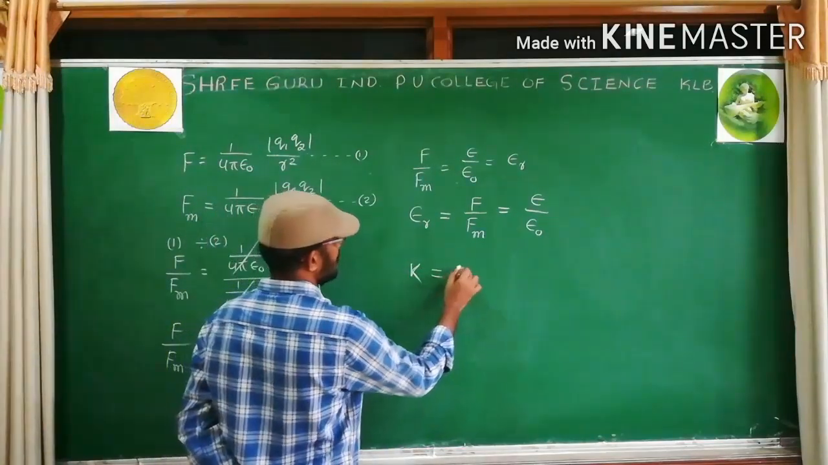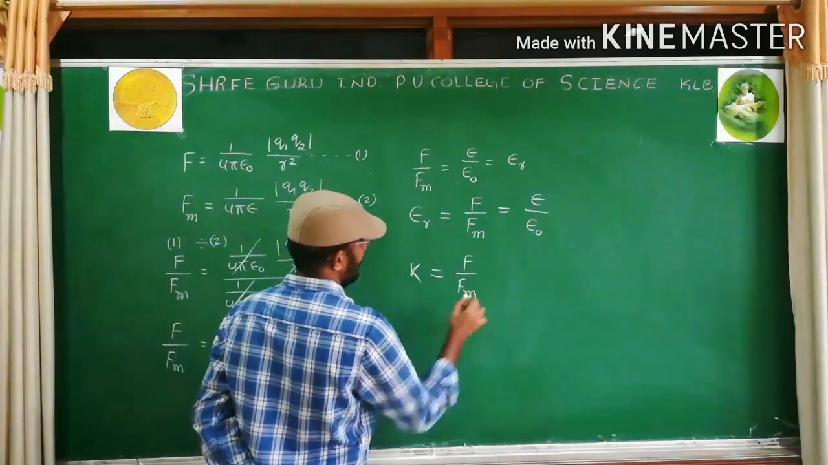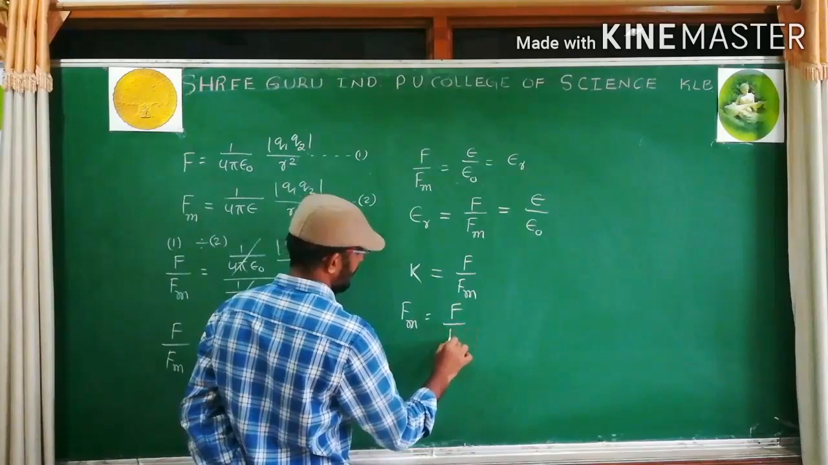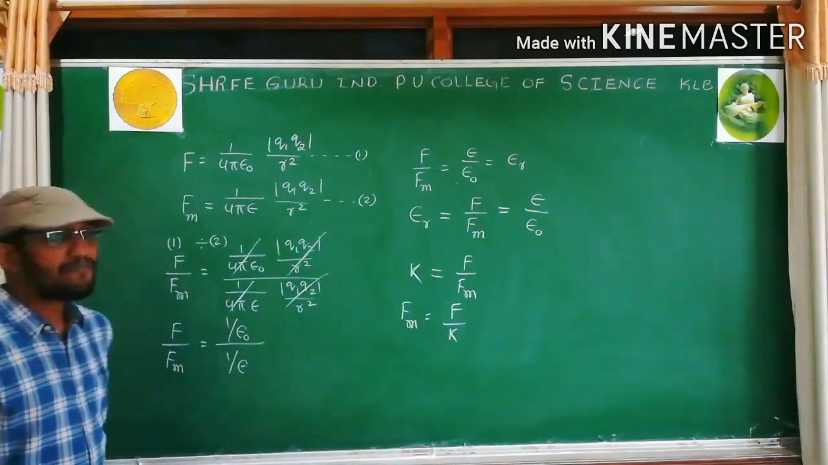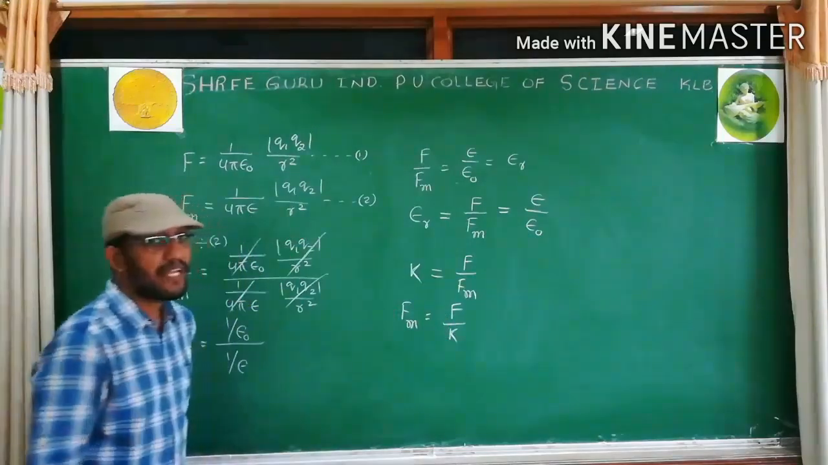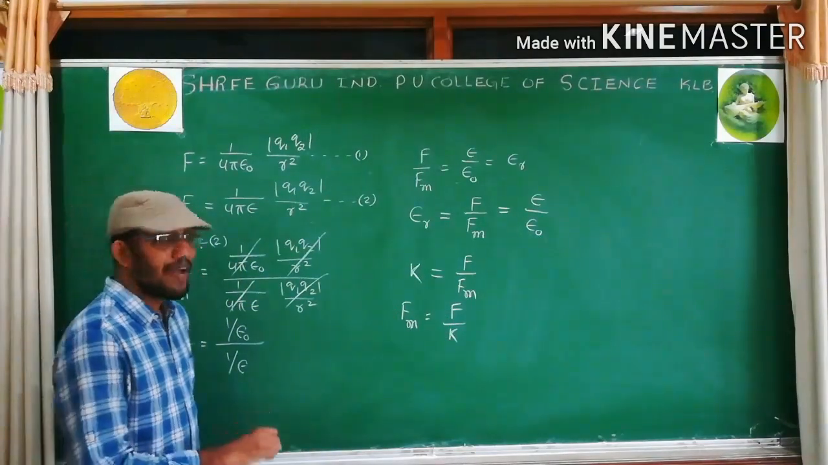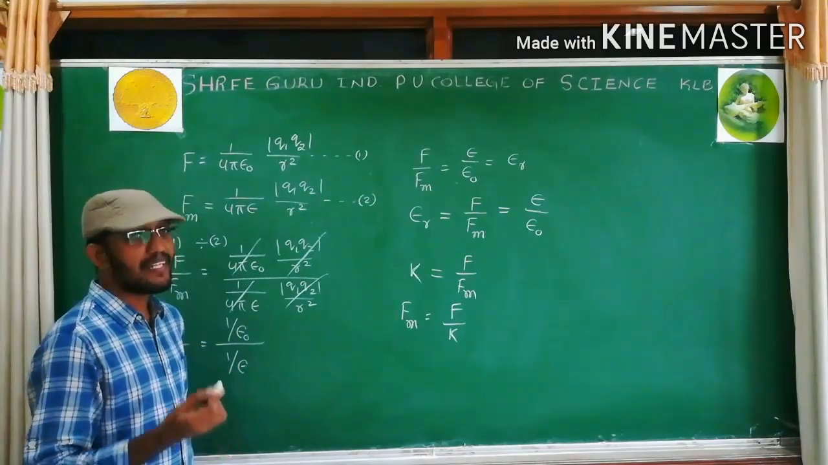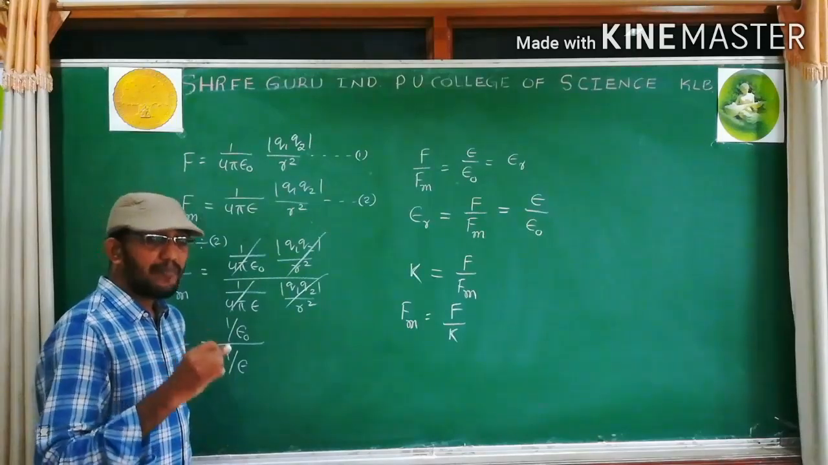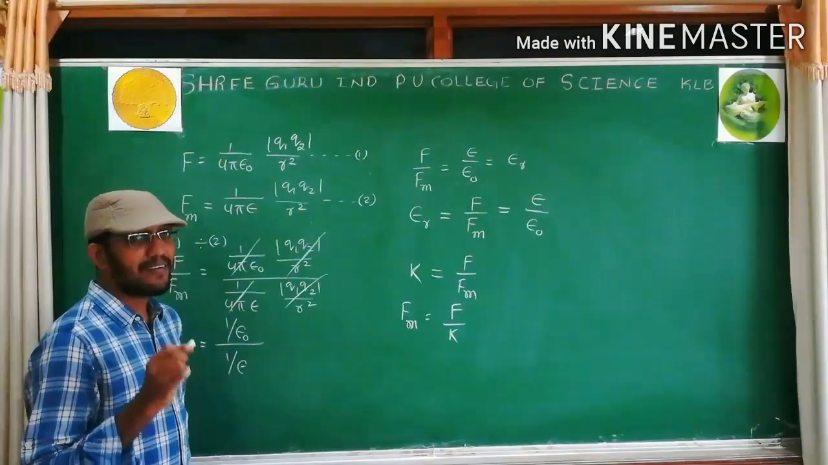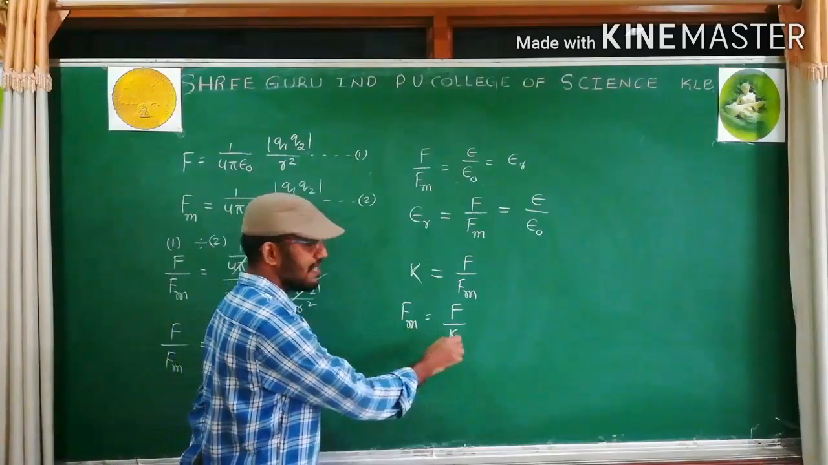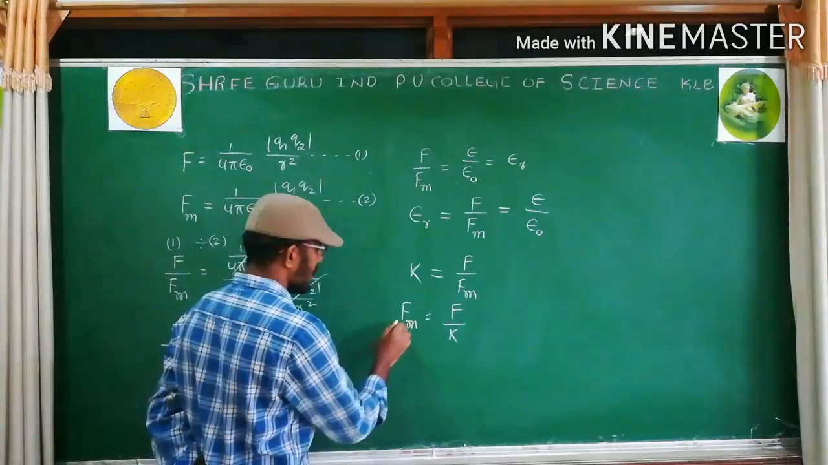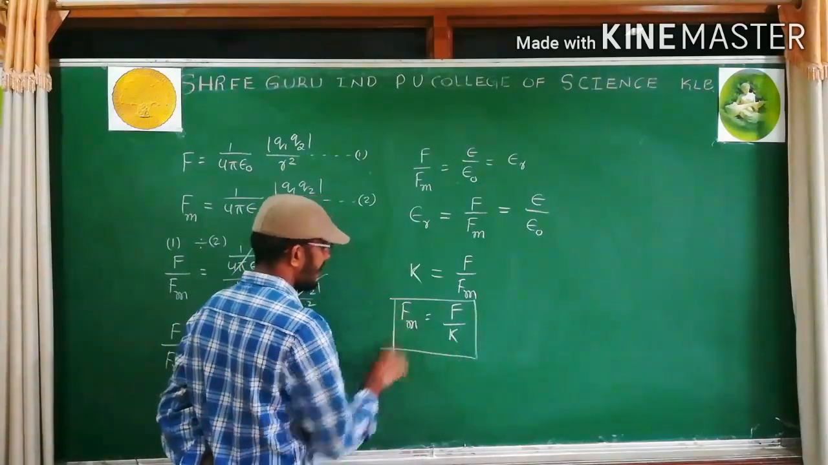K means dielectric constant, that is F by Fm. Now Fm is equal to force divided by k. F is the electrostatic force between two charges in vacuum. Now the total setup is placed in a medium other than vacuum, keeping the same distance and not altering the charges. Then by how many times will the force decrease? K times. The force will decrease. So Fm is equal to F by k.